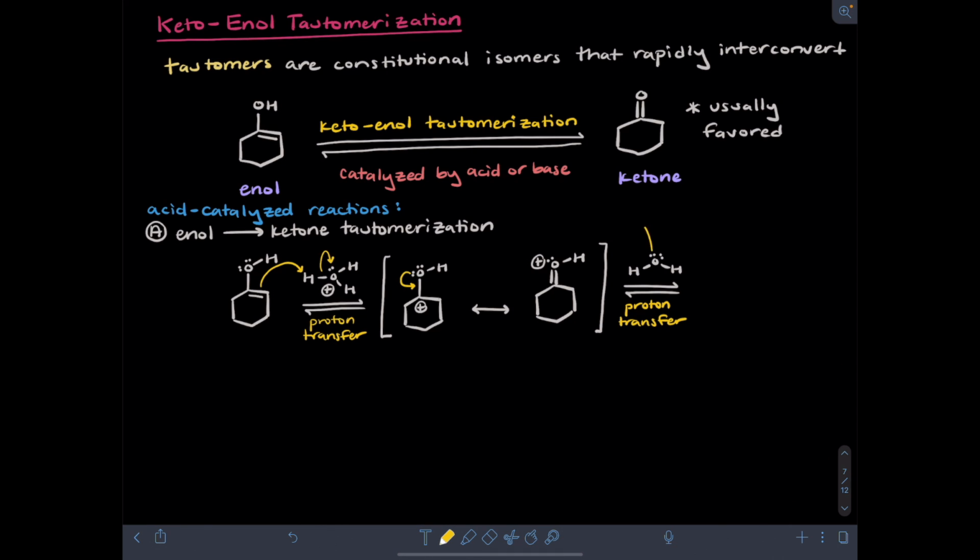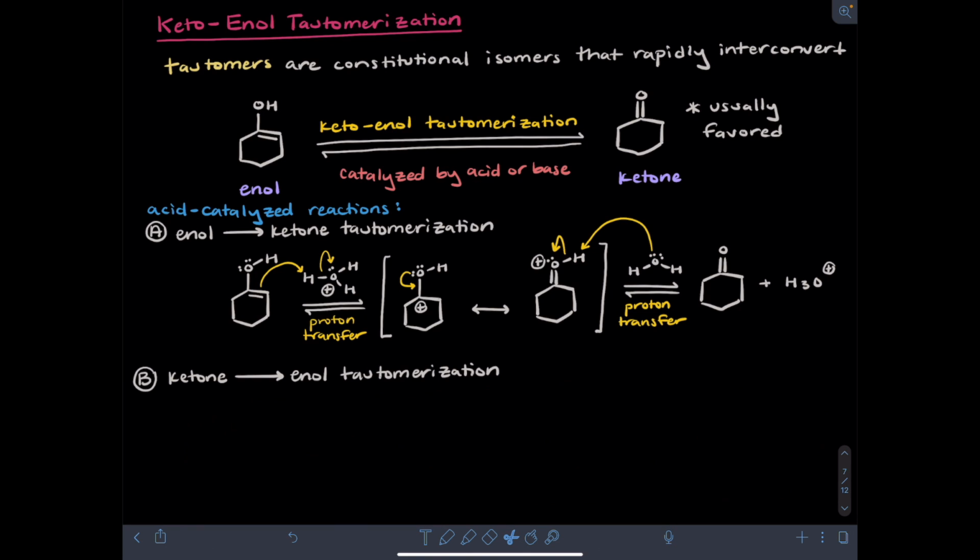So I would draw the 2 curved arrows for the proton transfer using water as a base. This step would form the ketone as well as regenerating H3O+, the acid catalyst. So looking back at this mechanism, notice it involved 2 steps, both of which were proton transfers, and in the middle of the mechanism I had a resonance-stabilized carbocation.